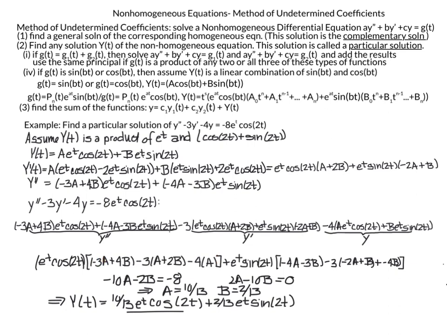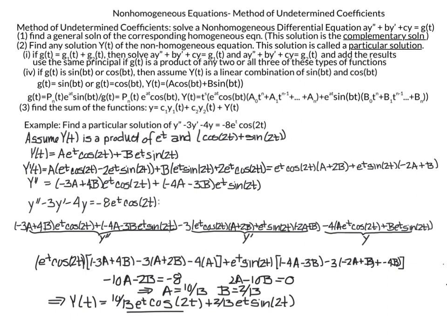From here, I have minus 3a, minus 4a, minus 10a. I have 4b minus 6b, so I get minus 2b. And this here should be equal to minus 8, because that's the coefficient in front of my e to the t cosine of 2t. Similarly, looking at my sine, doing the arithmetic, I get 2a minus 10b. And since there's no sine term here in g of t, that should be equal to 0.